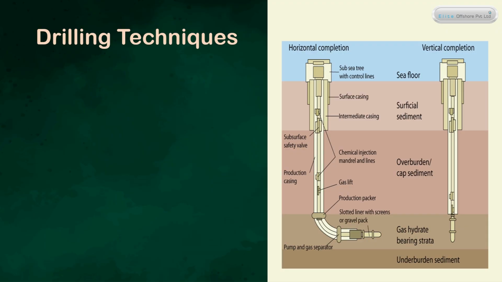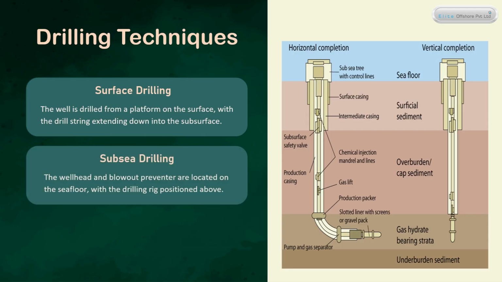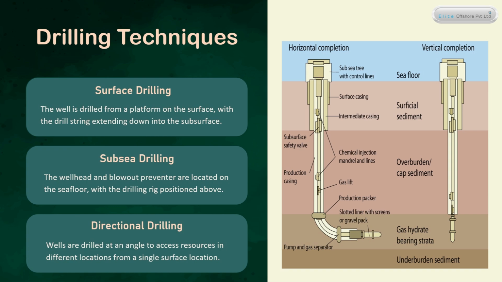Drilling techniques. Surface drilling. The well is drilled from a platform on the surface, with the drill string extending down into the subsurface. Subsea drilling. The wellhead and blowout preventer are located on the seafloor, with the drilling rig positioned above. Directional drilling. Wells are drilled at an angle to access resources in different locations from a single surface location.